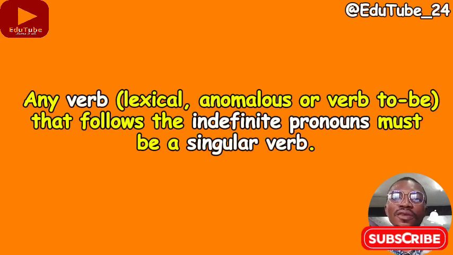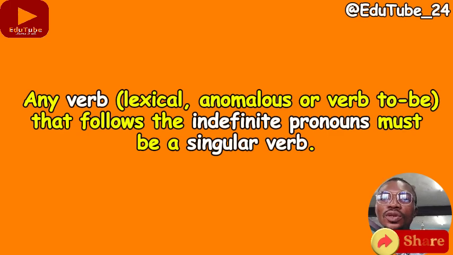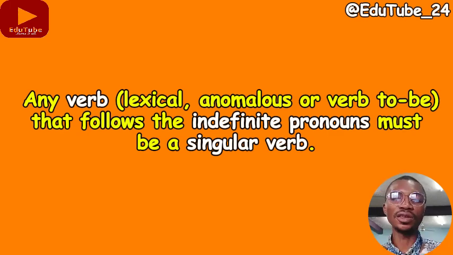And then anomalous verbs are verbs that deviate from the normal pattern of the uses of the verb, because they can function as a main verb, as a lexical verb, and also as a primary auxiliary verb, a helping verb. That is why they are called anomalous verbs, and they include has, have, and had. And then we have the verb to be, which includes is, was, are, were, be, and been.